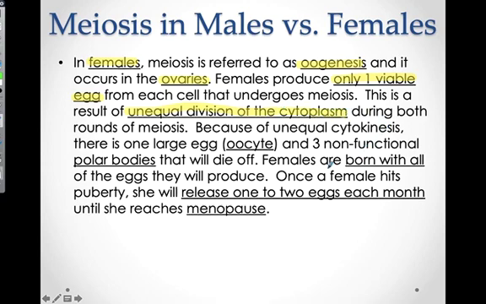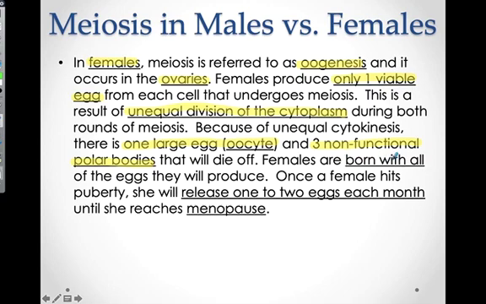So, because of the unequal cytokinesis, you end up with one large egg, which we call the oocyte, and then three non-functional polar bodies. So you have four cells produced, but only one of them is actually going to become an egg. Those three non-functional polar bodies die off and are reabsorbed by the body.